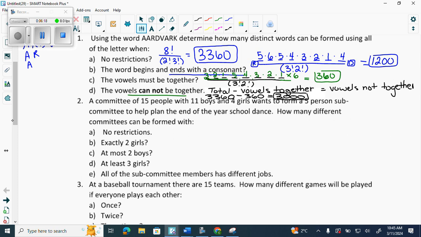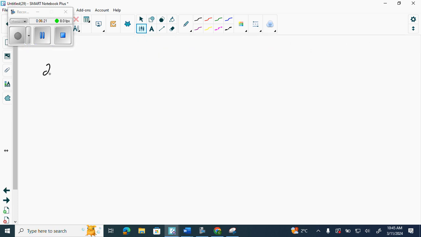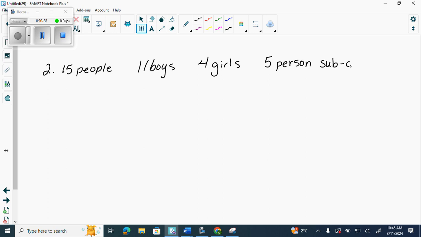So, the next one in front of your face, number 2, says there are 15 people. Of those 15 people, there are 11 boys. There are 4 girls. 5-person subcommittee. Does this subcommittee have jobs? Are they any different if you picked 1, 2, 3, 4, or 5? No, so we use what letter? A C because it is a combination.